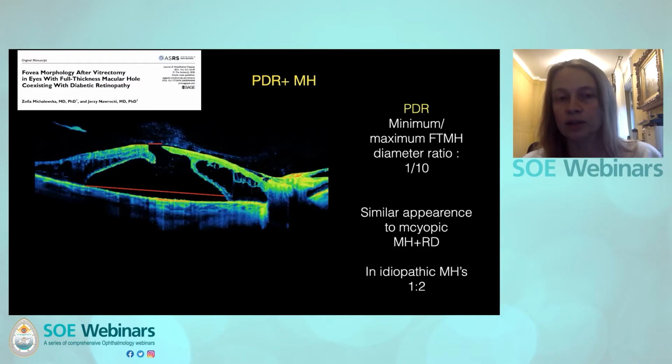Proliferative diabetic retinopathy coexisting with full-thickness macular holes shows an appearance maybe slightly similar to that occurring in high myopia. That means the minimum to maximum diameter ratio, which is in idiopathic cases usually 1 to 2, is in myopia and in proliferative diabetic retinopathy rather 1 to 10. So we encounter detachment of the retina and a very big maximum diameter.